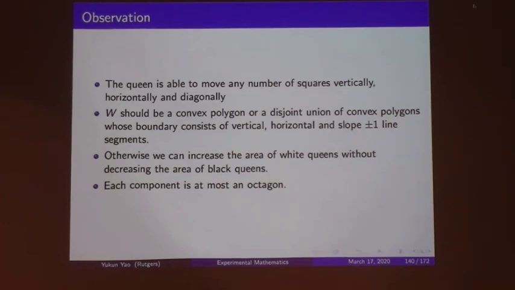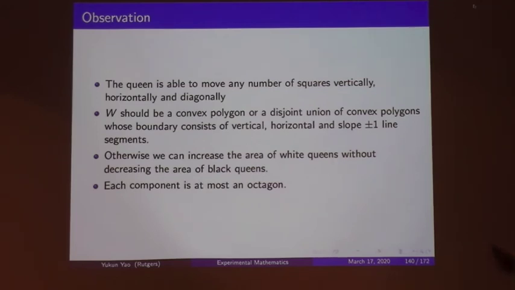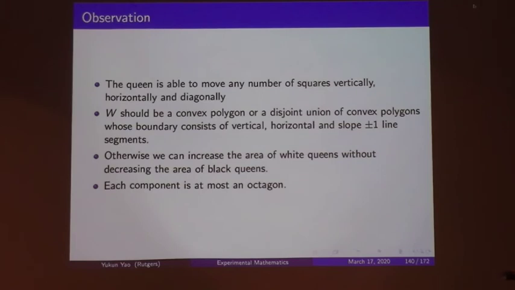And here's an observation. The queen is able to move any number of squares vertically, horizontally, and diagonally. So W should be a convex polygon or a disjoint union of convex polygons whose boundary consists of vertical, horizontal, and slope +1, -1 line segments. Because otherwise, we can increase the area of white queens without decreasing the area of black queens. So it means each component is at most an octagon.